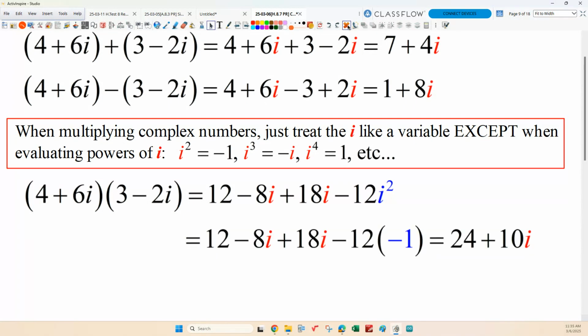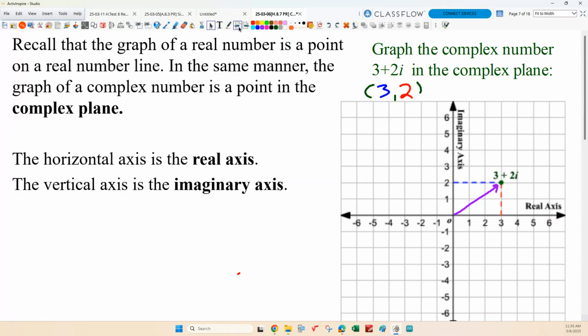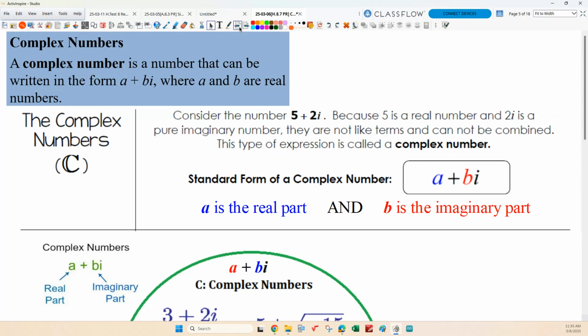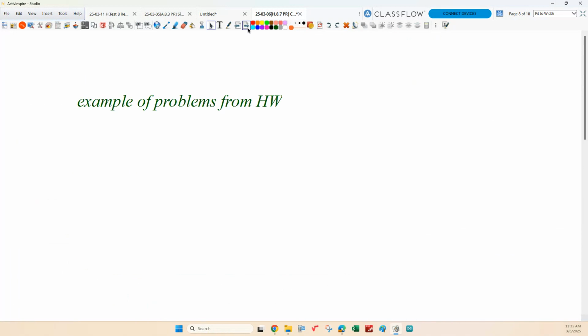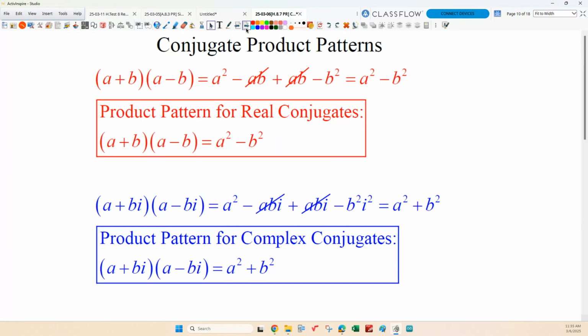So we get that, combine like terms, and we just get a complex number. When we're adding, subtracting, multiplying, or about to divide, we always want to end up with a complex number in standard form, like that: a real part plus an imaginary part times i. That's what our answer needs to look like.